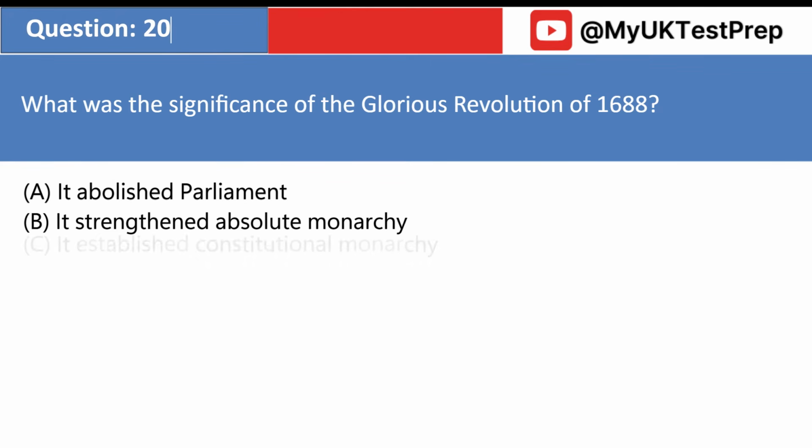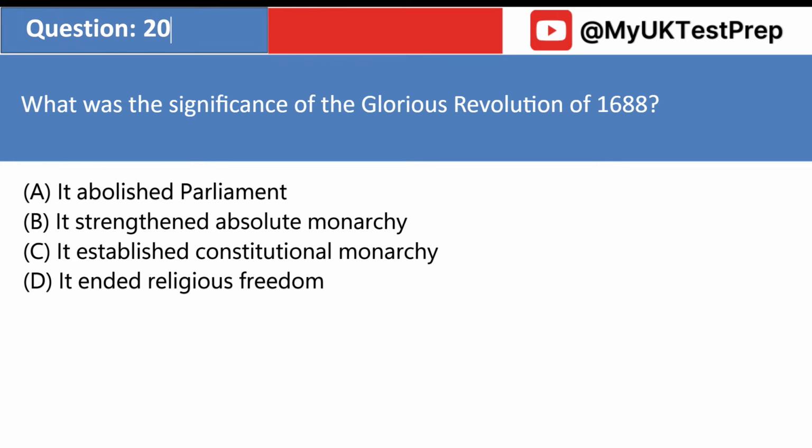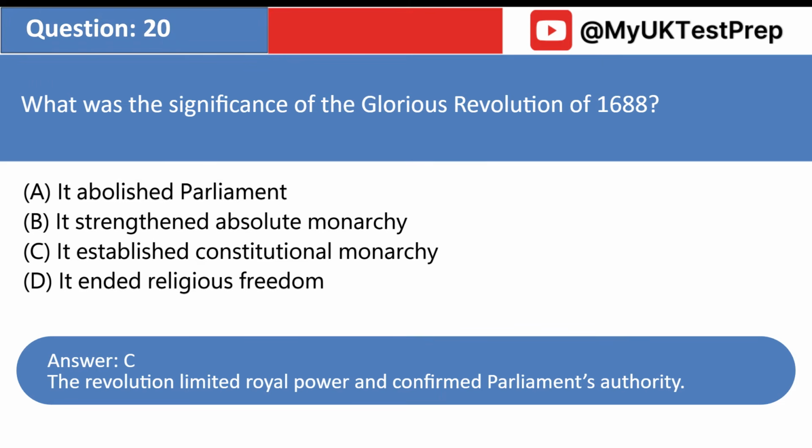What was the significance of the Glorious Revolution of 1688? A. It abolished Parliament. B. It strengthened absolute monarchy. C. It established constitutional monarchy. D. It ended religious freedom. Answer: C. The revolution limited royal power and confirmed Parliament's authority.